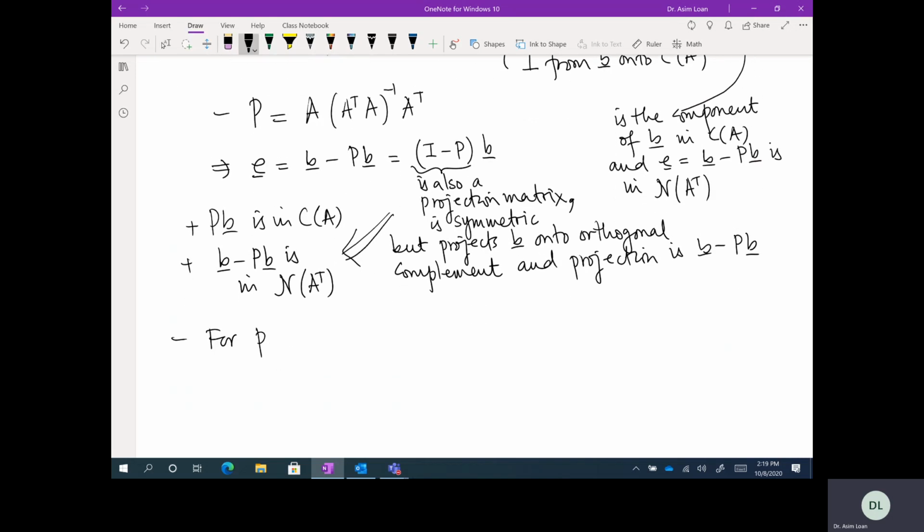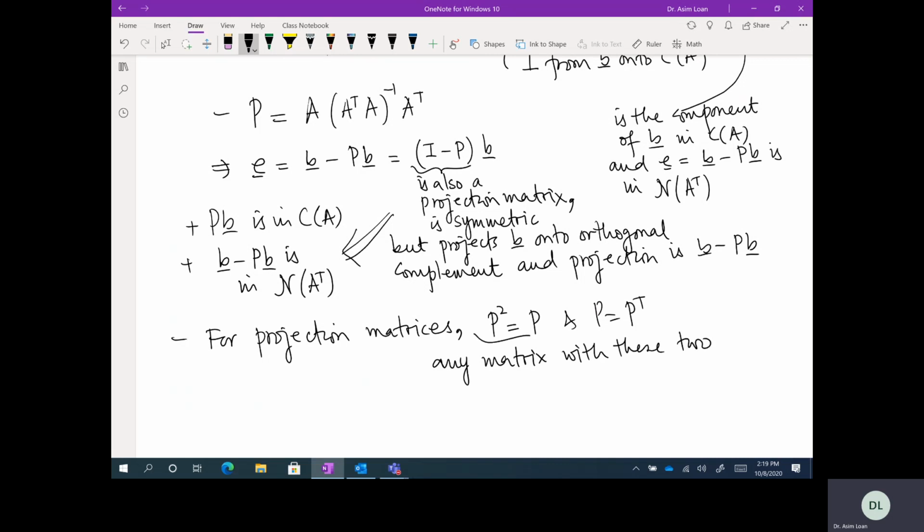Also, for projection matrices, we have already seen this. For projection matrices, P squared equals P, and P is equal to P transpose because it's symmetric. Any matrix with these two properties is a projection matrix; with these two properties it represents a projection.